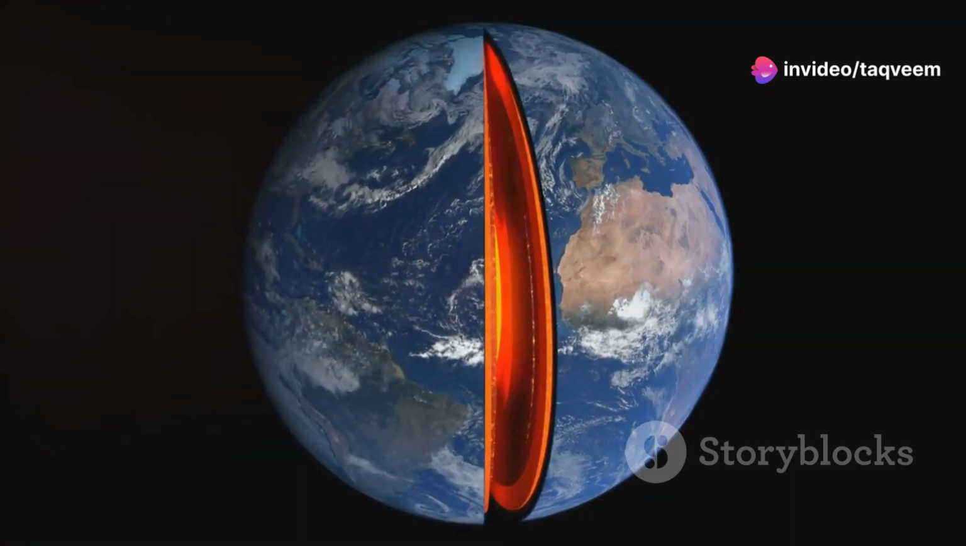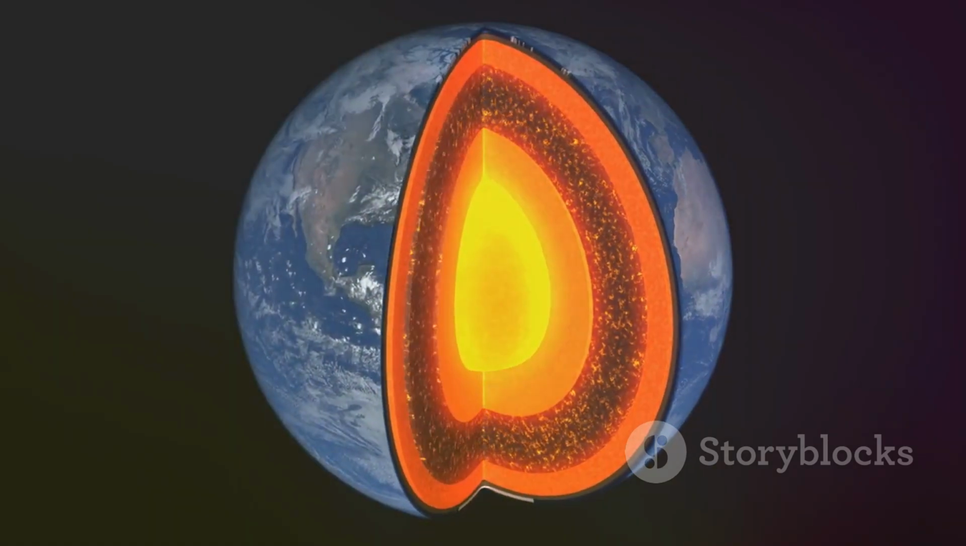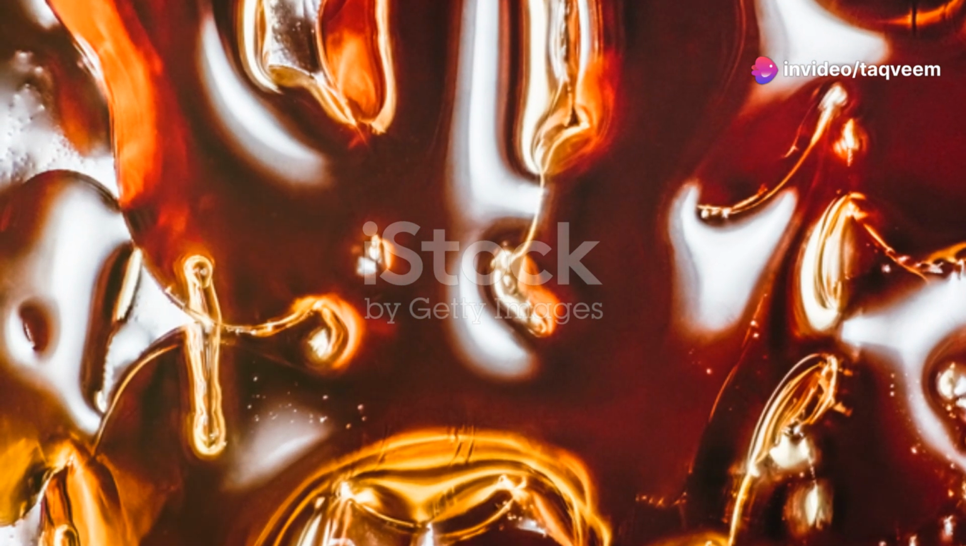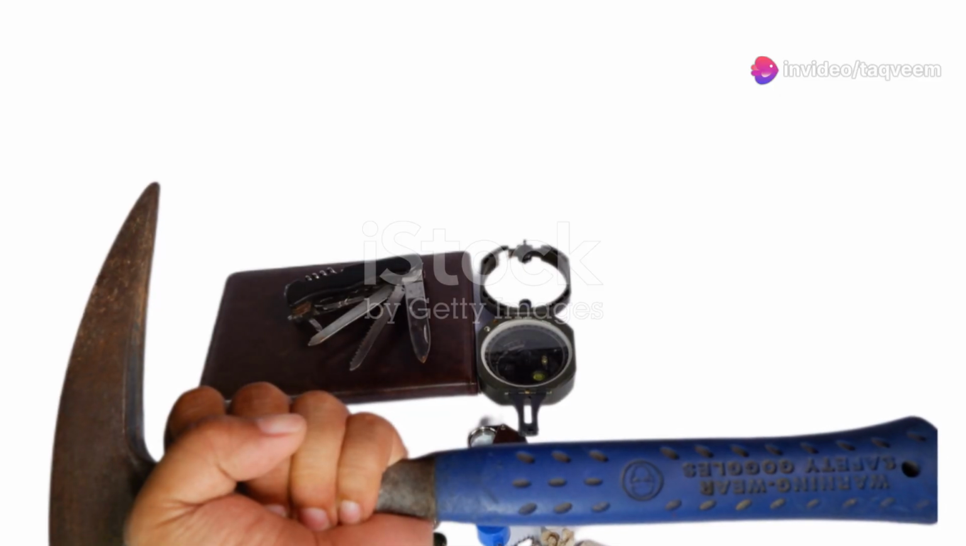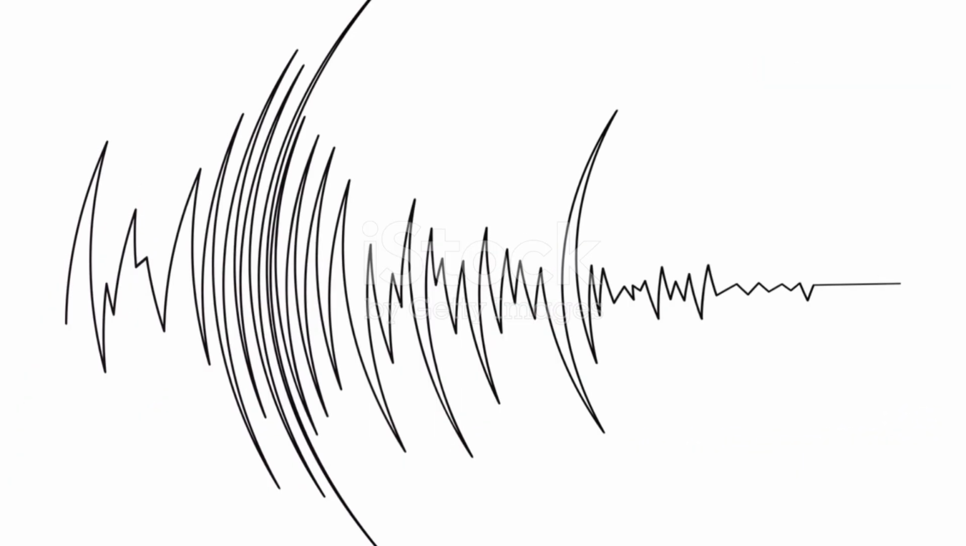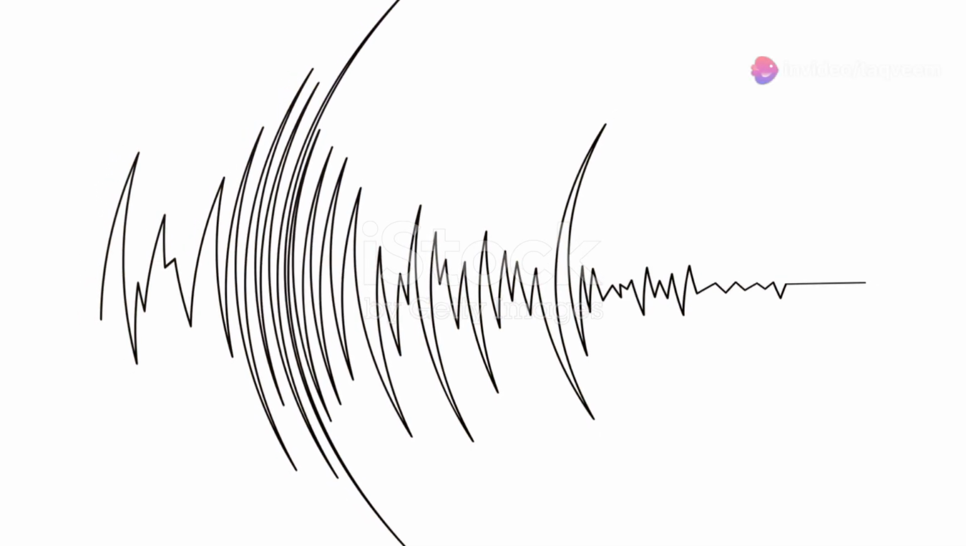Moving deeper, we encounter another important boundary, the Gutenberg discontinuity. This marks the separation between the mantle and the core, located at about 2,900 kilometers below the surface. Unlike the MOHO, the Gutenberg discontinuity represents a dramatic change from solid rock to molten iron and nickel. Seismic waves slow down significantly here, giving us clues about the liquid outer core beneath.